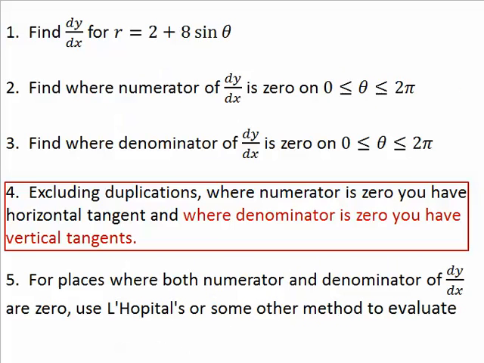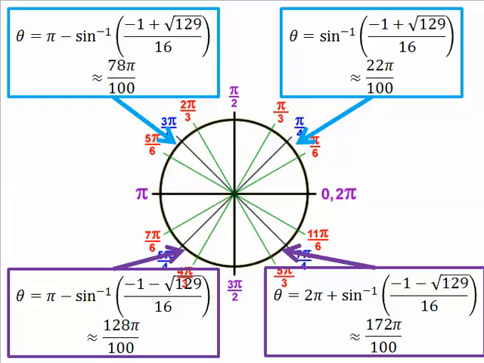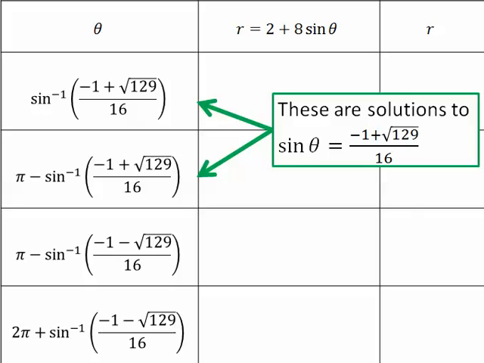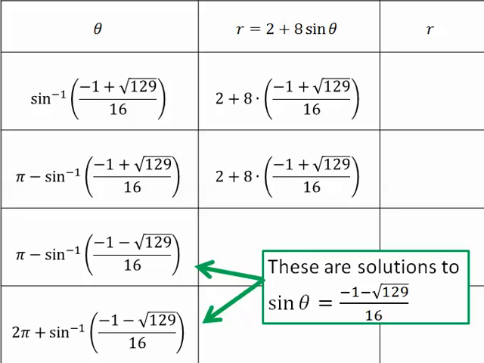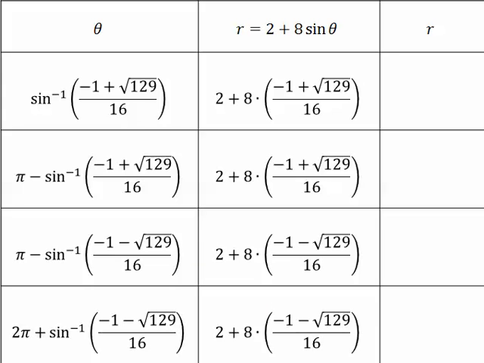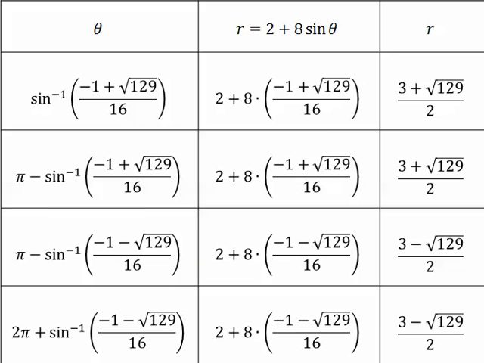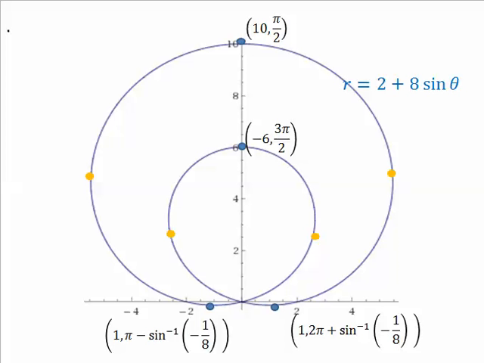Okay, how about your verticals? The verticals are found where the denominator is 0. And these are the locations where the denominator is equal to 0. For the first two angles, those are solutions to my -1 plus radical 129 over 16. And so r should be pretty straightforward there. And then for the other two, those are also solutions, and so use that to your advantage. You don't want to have to go through the whole thinking process again. And then after the dust settles, you get these values. Not very pretty, but that's where they're located.